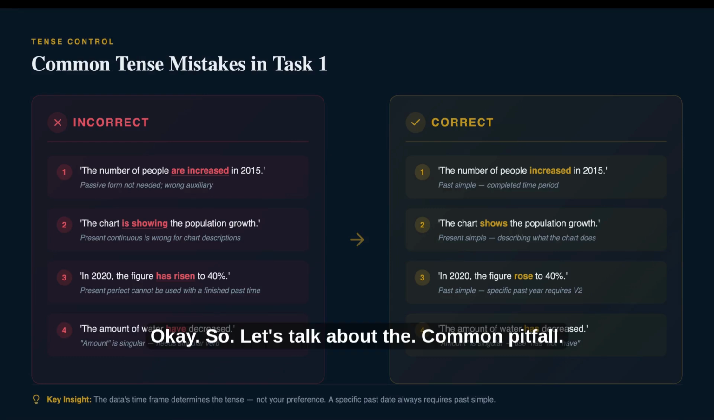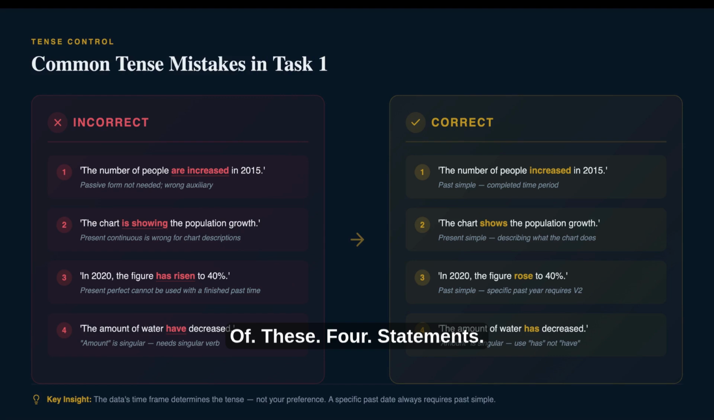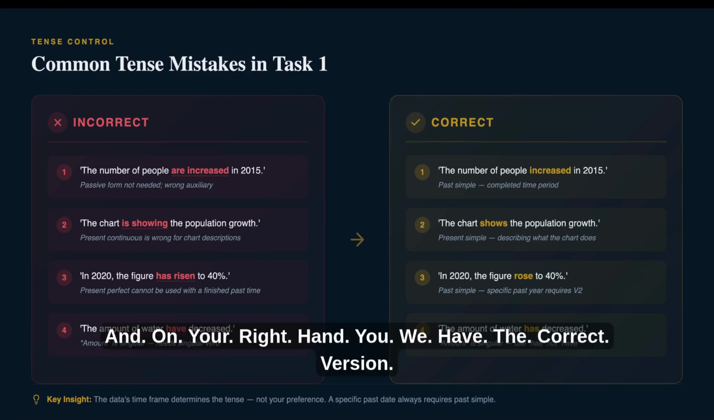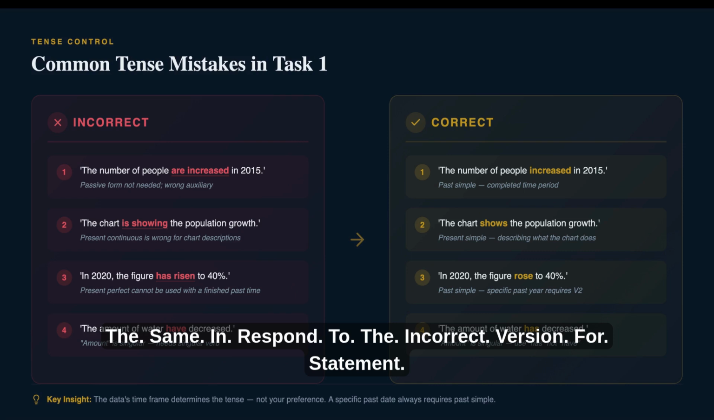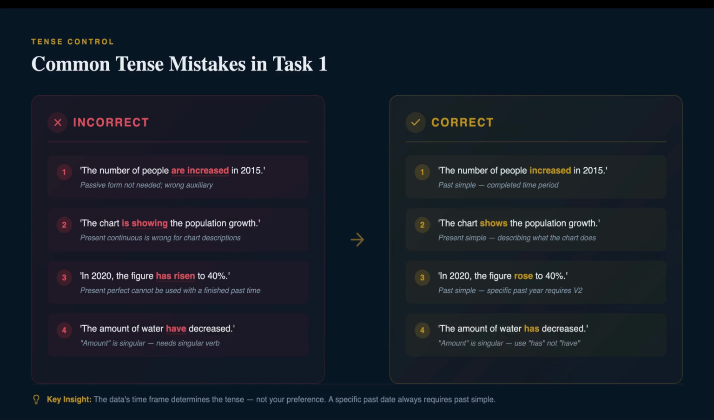Okay, so let's talk about the common pitfalls of grammar tense, or common tense mistakes in writing task 1. On your left side, we have the incorrect versions of these four statements. And on your right-hand side, we have the correct versions. All right, let's have a look at them. Number 1: The number of people are increased in 2015.